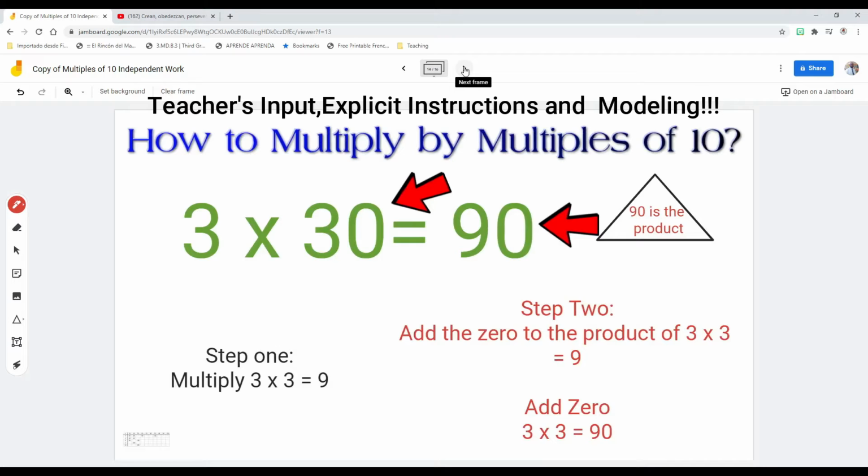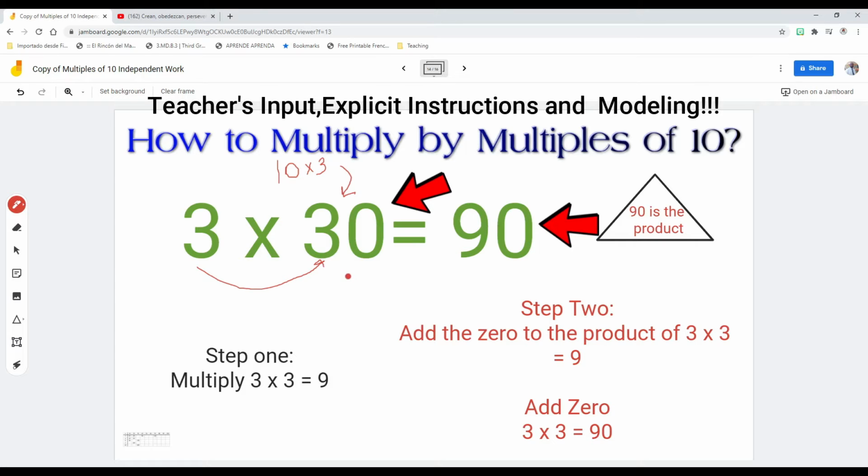We have an example here, 3 times 30. 3 is a one-digit number multiplied by 30. 30 is a multiple of 10. How do you get 30? We get 30 by multiplying 10 times 3. So 10 times 3 is equal to 30. But now we are not going to multiply 10 times 3. We are going to multiply 3 times 30.